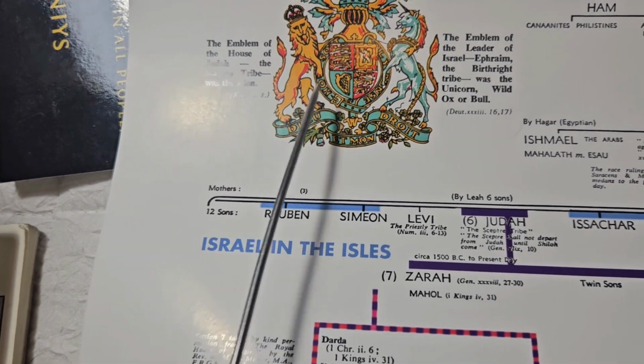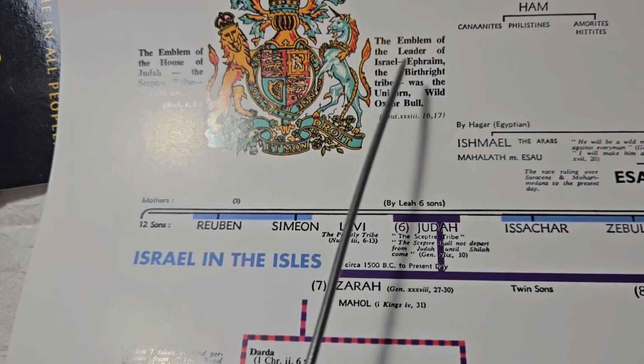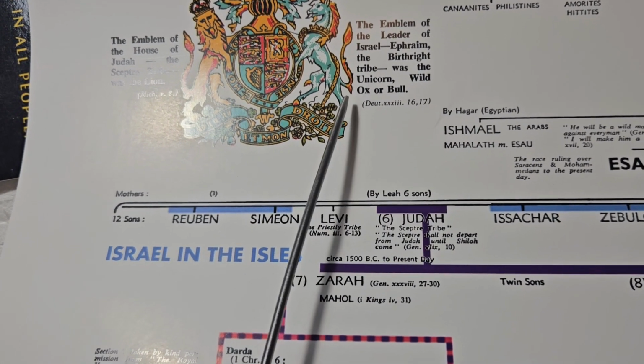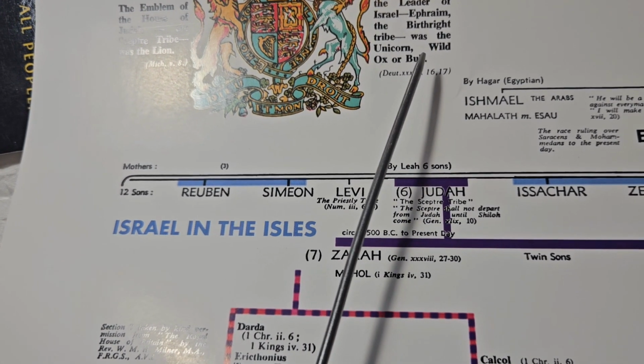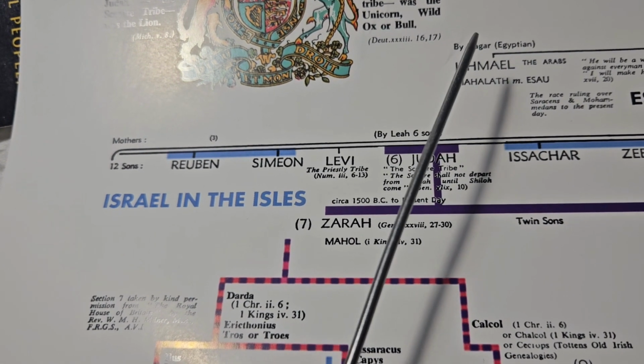Micah 5:8. And the remnant of Jacob shall be among the Gentiles in the midst of many people, as a lion among the beasts of the forest, as a young lion among the flocks of sheep, who, if he go through, both tread it down and tear it in pieces, and none can deliver. The emblem of the leader of Israel, Ephraim, the birthright tribe, was the unicorn, the wild ox or bull. Deuteronomy 32:16 and 17.